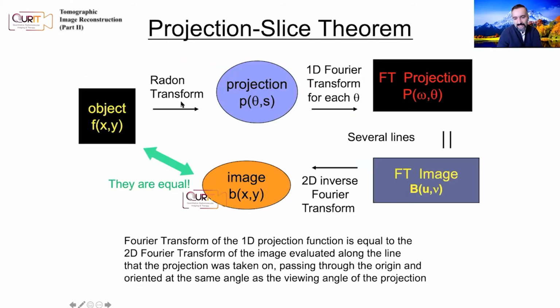So just to show you the same thing, you take the Radon transform at a certain angle theta. You take the 1D Fourier transform of that, and you put all of these angles together. That actually gives you the 2D Fourier transform. Then you do the inverse 2D Fourier transform. That actually gives you the image. So the projection slice theorem tells you that if you go through the steps, this gives you the reconstructed image.